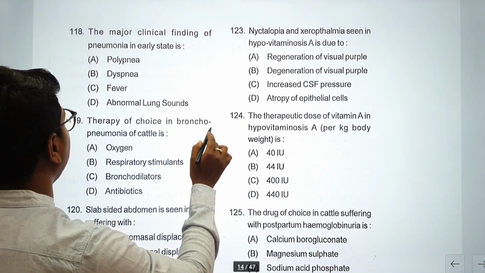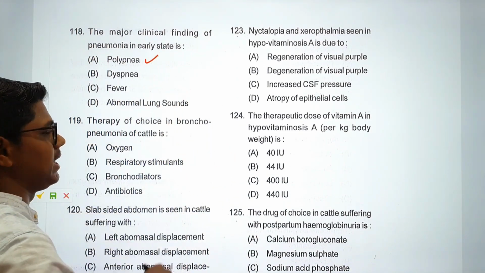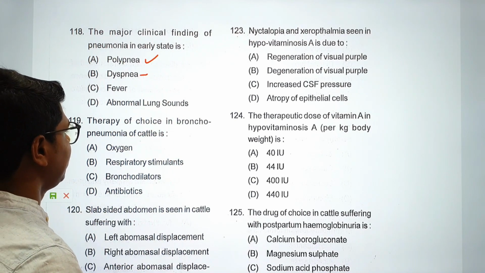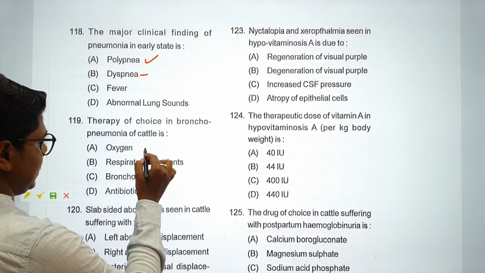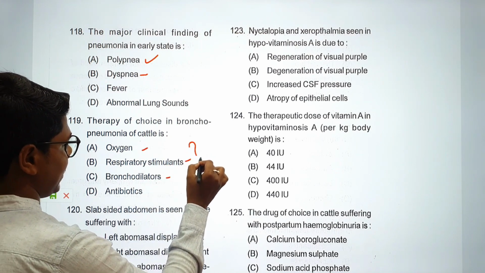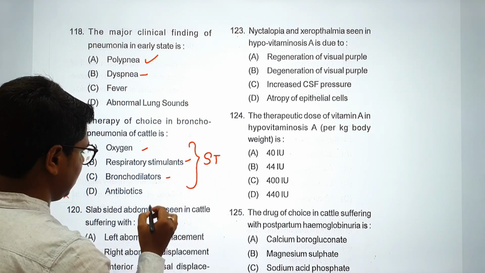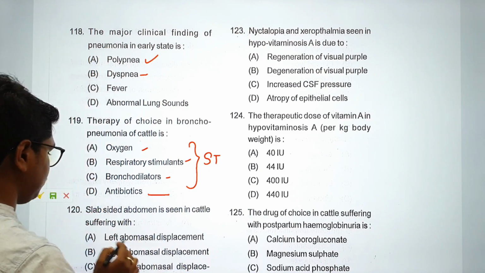The major clinical findings of pneumonia in early stage: in early stage you will find polypnoea, in last stage you will find dyspnoea. Dyspnoea is difficulty in respiration. Therapy of choice in bronchopneumonia of cattle is, they see oxygen, respiratory stimulant, bronchodilator are emergency medicines, and also they are short term treatment. Okay, short term. Antibiotics are long term treatment and the choice for therapy.